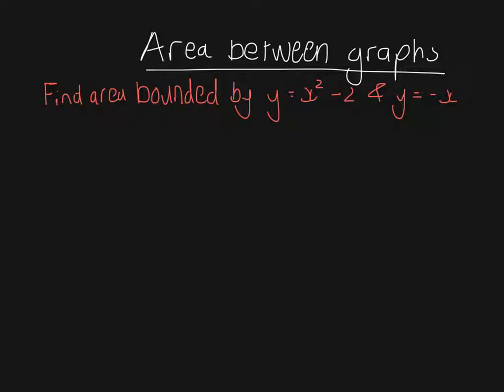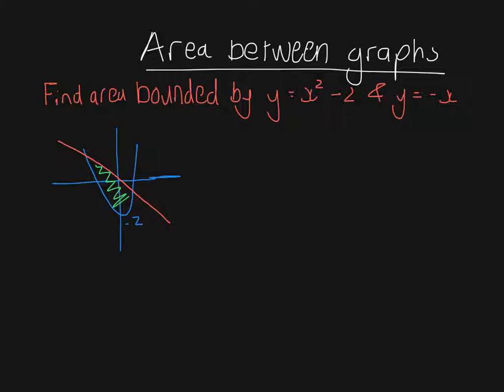So we know that x squared is a parent function, and it's going to be translated by negative 2, so it's going to look like that, going through negative 2 on the y-axis, and the line y equals negative x goes straight through my origin. So really what we're trying to determine is this area here.